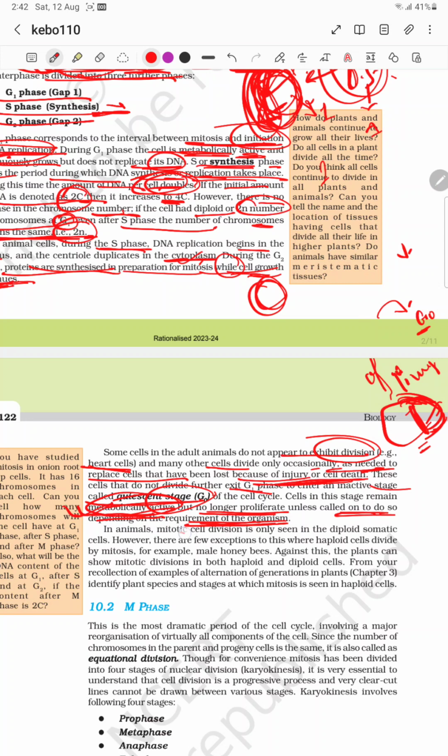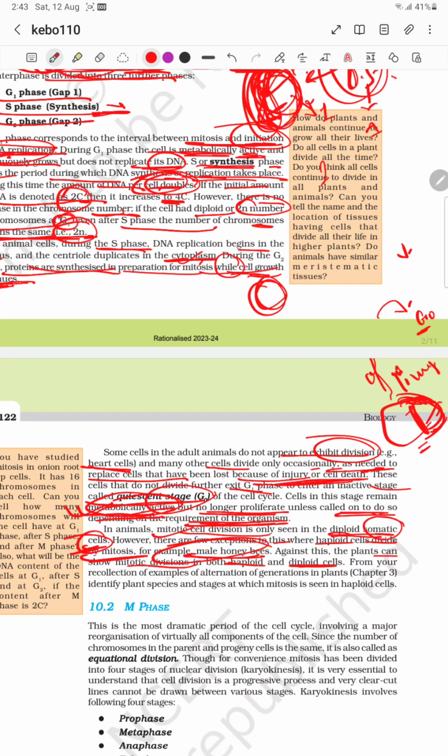Now, in animals, mitotic cell division is only seen in the diploid somatic cells. However, there are few exceptions to this where haploid cells divide by mitosis. For example, in male honeybees. Against this, the plants can show mitotic division in both haploid and diploid cell. Yes, plant shows in both, as we know that gametes in plants are formed by mitosis.